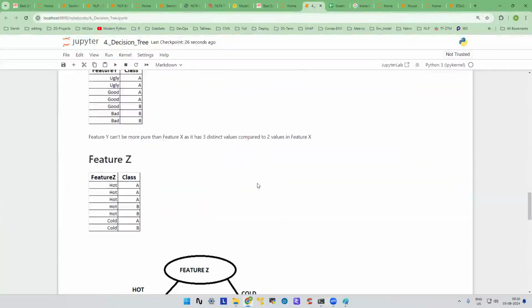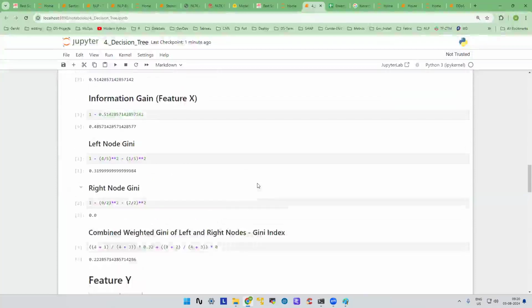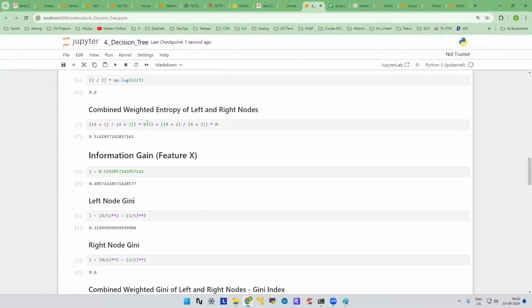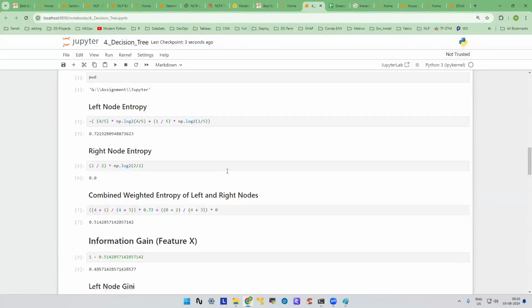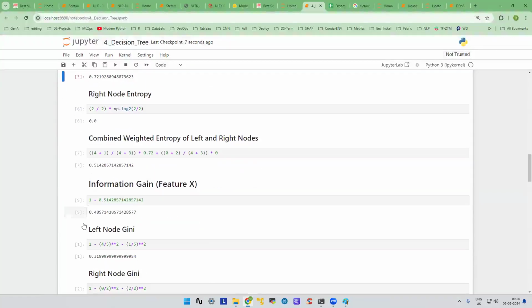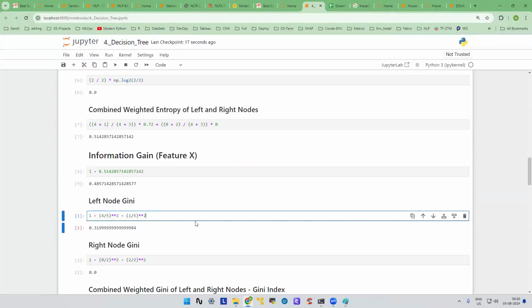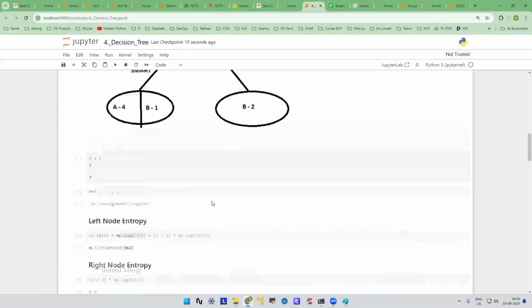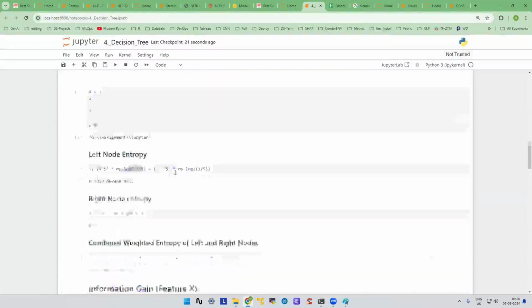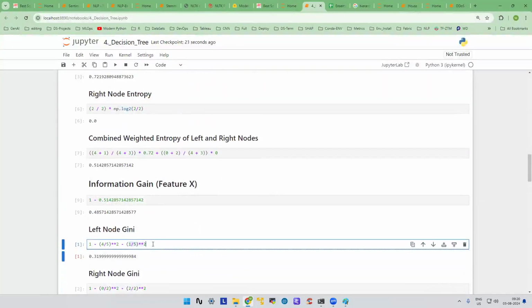Okay, so the next one is Gini. Gini is straightforward, very much similar to this one. The only major difference is, in entropy we are going to apply log, whereas in Gini we are not going to apply log. It is straightforward. You can easily guess what this value really means. For left node, 1 minus 4 by 5 squared and 1 by 5 squared. That's it. It is 0.31, right?